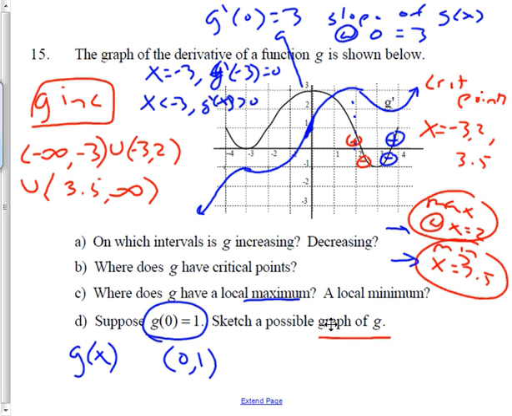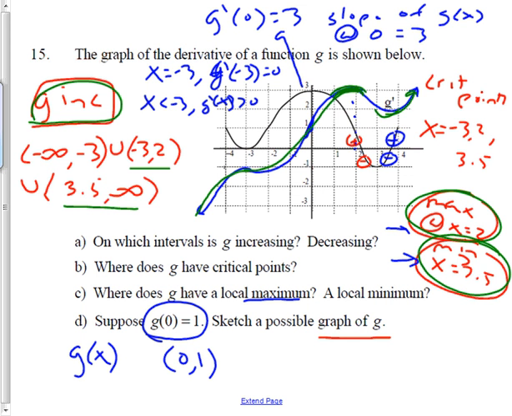So looking at this graph, where is my function increasing? Well, it's increasing from negative infinity to negative 3, and then the slope equals 0, and then from negative 3 to 2, and then from 3.5 to infinity. So we got that right. We have a max at x equals 2. There's our max. We have a min at x equals 3.5. There's our min.